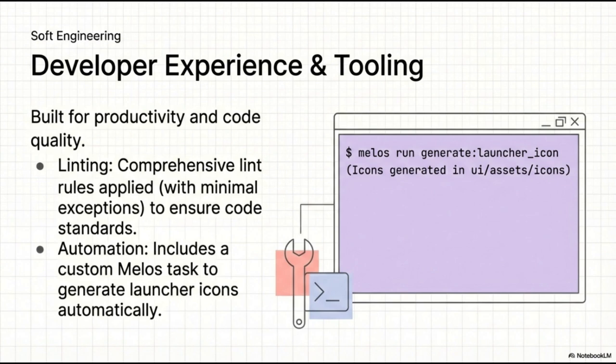A practical example of this is our custom Melos task, designed to automatically generate launcher icons. As demonstrated in the terminal snippet, this automation handles the asset generation and placement directly into the UI directory, significantly reducing manual overhead and minimizing the risk of errors during the development process.